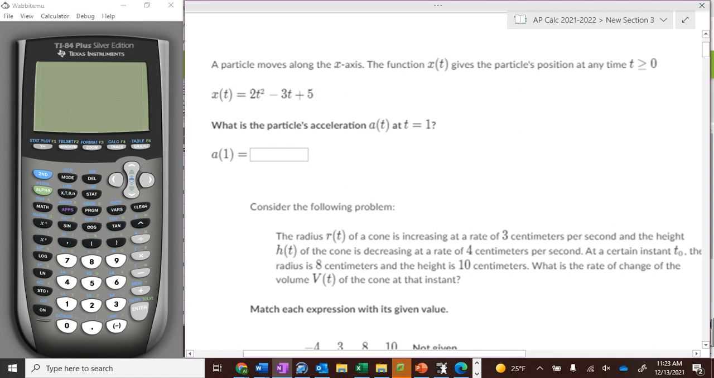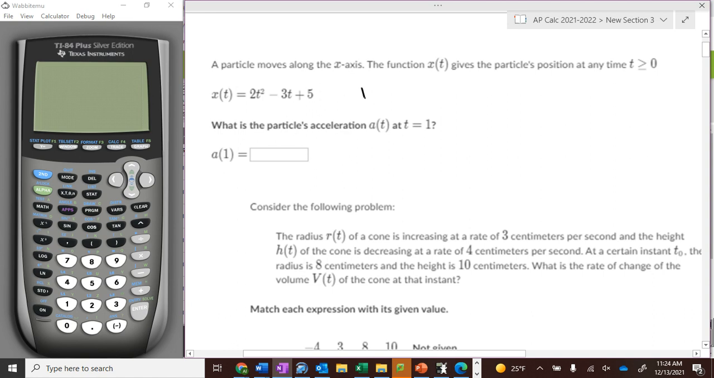The Khan Academy test is Wednesday, so not every one of these problems is on there. This is just a general overview. But this one, look for it. If its position is this, how do we find acceleration?